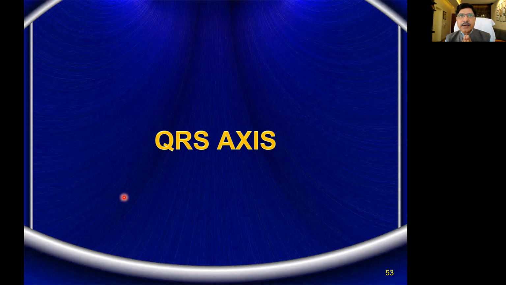For that reason, we have placed some cameras downward: L2, L3, AVF. On the left side, we have placed leads like L1, AVL and then V5, V6. And we have placed some on the anterior side because the current comes forward. That is why we have placed the anterior leads. Now, let us look at the axis.